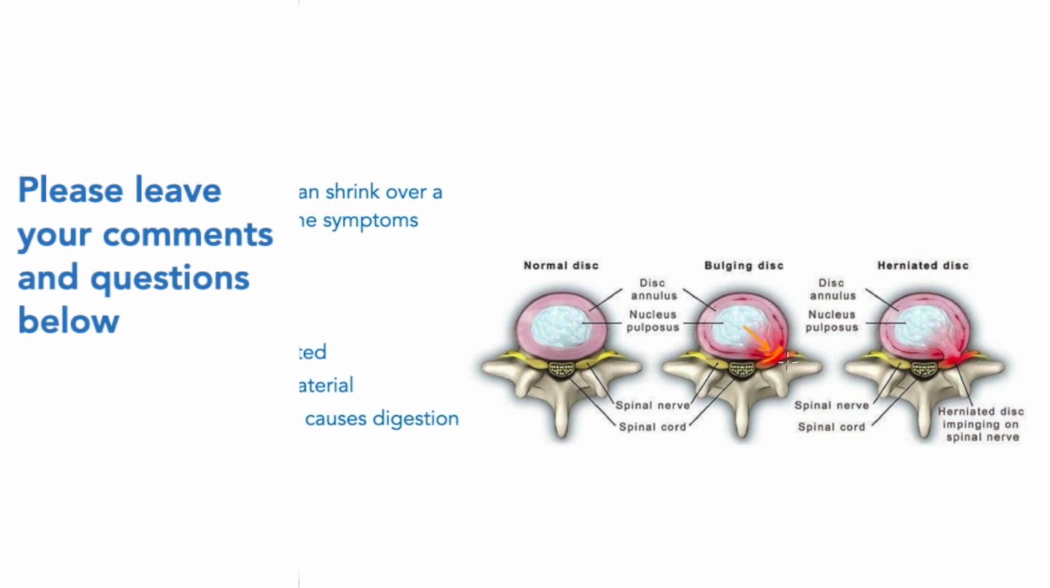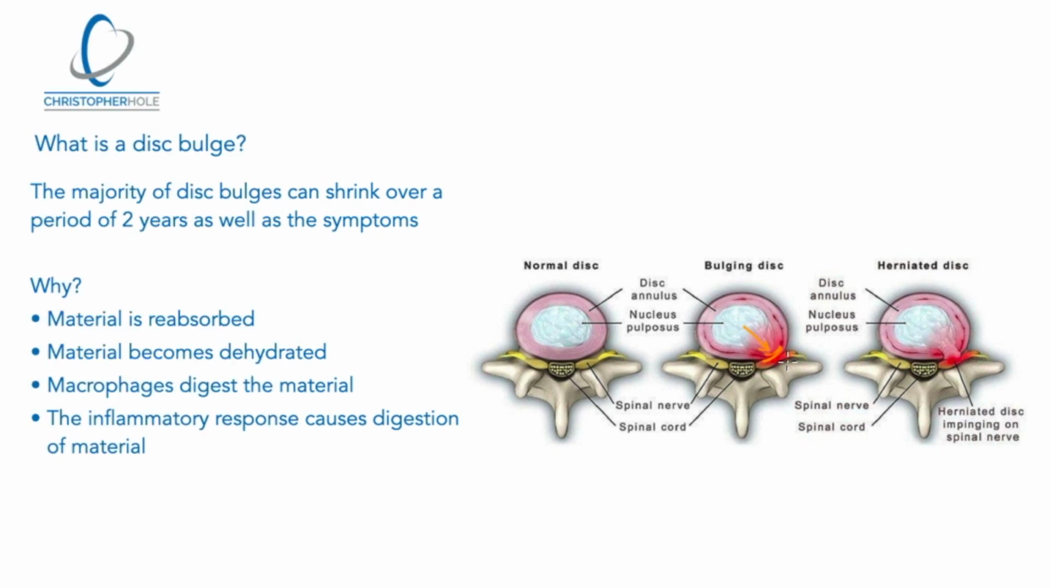Well, material is reabsorbed. Material becomes dehydrated, and macrophages digest the material. They're part of our immune system, which go around picking up debris or foreign objects that it essentially doesn't want there, and then take that away to be disposed of. And then the inflammatory response causes digestion of material. So we've got that natural healing process.